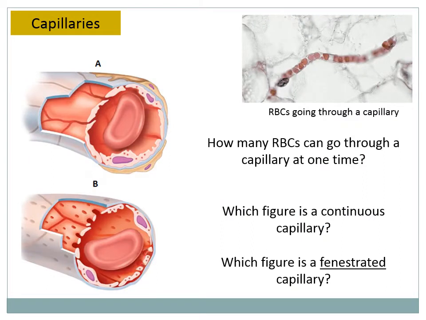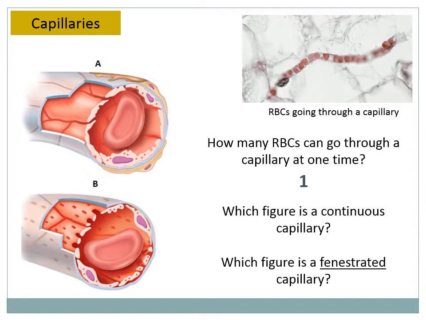We're going to take a look at capillaries now. Remember we talked about that in between your arteriole and your venule, we have a capillary. We have a little picture up here to the right that's showing you how many red blood cells can go through a capillary. So how many red blood cells can go through a capillary at one time? Yeah, we have one. So they're about the thickness of one red blood cell. Red blood cells are tiny, so capillaries are tiny. They're very, very small.